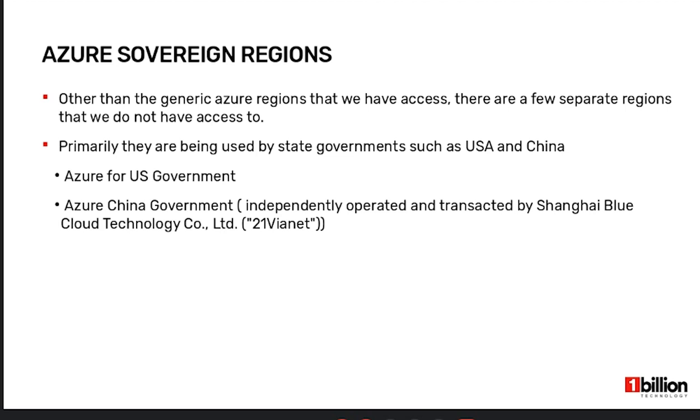But the thing is, China's Azure public cloud is not managed by Azure, it's managed by one of their technology partners called 21 VNet, right? Its infrastructure is owned by Azure, but they don't have any visibility of what's happening there. It's mainly because of privacy issues and all. So those are called sovereign regions. We can't use them, they're for all government-related stuff. Other than those regions, we can access most of the regions.